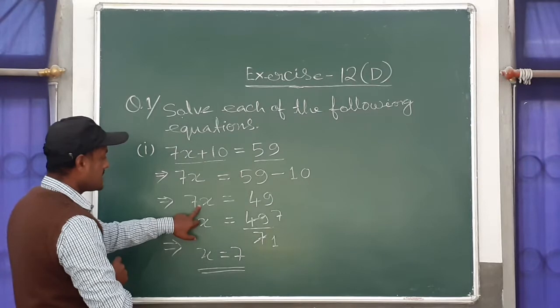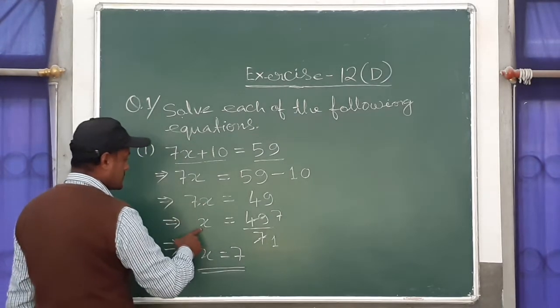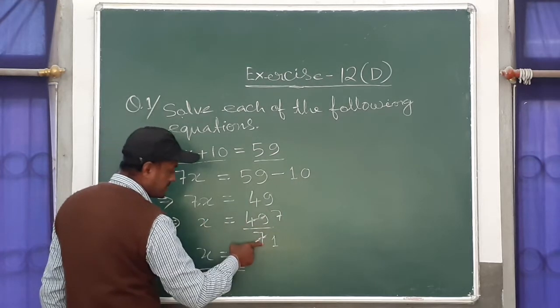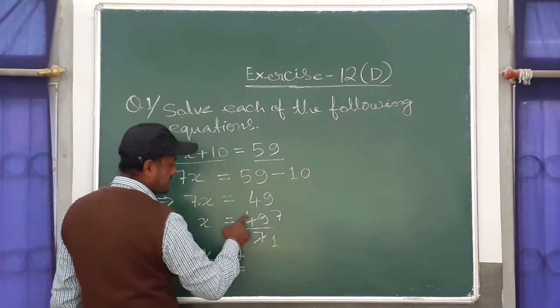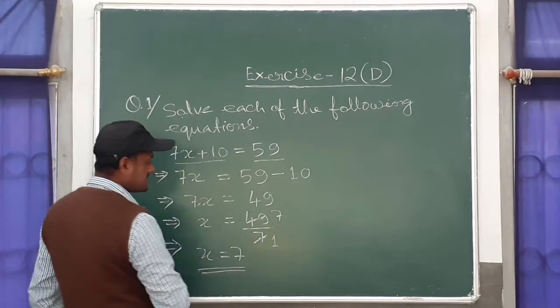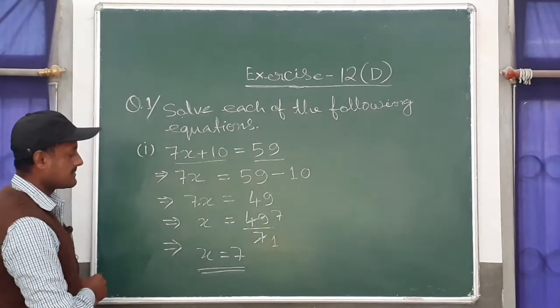Here is the multiplication sign, 7 into x. So next line, when we write x is equal to 49, this multiplication will come down as division by 7. 49 divided by 7. When we simplify, 7 1s are 7, 7 7s are 49. So we got the value of x is equal to 7.